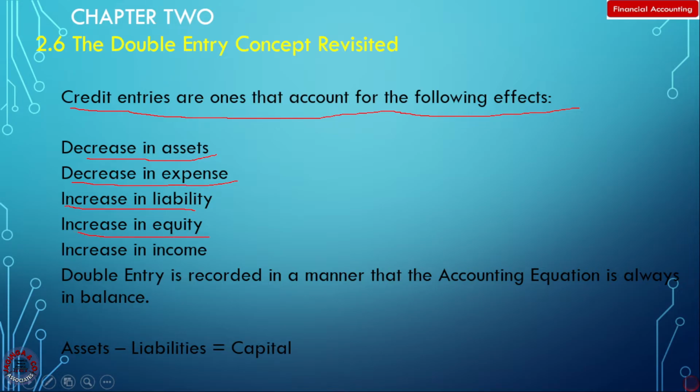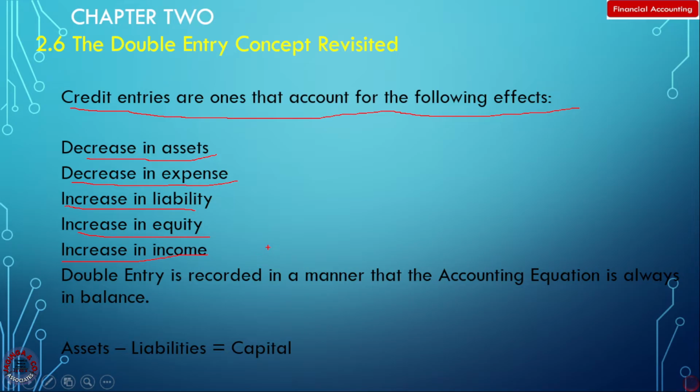The same applies to equity. We've talked about capital. So the capital account will be credited. And when you debit the capital account, you'll be reducing the value of that capital account. And the capital account is just an equity account. And then increase in income. So when you credit income, you increase, but when you debit income, you reduce.